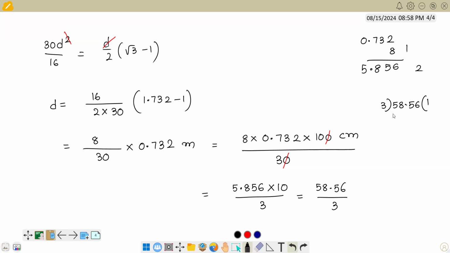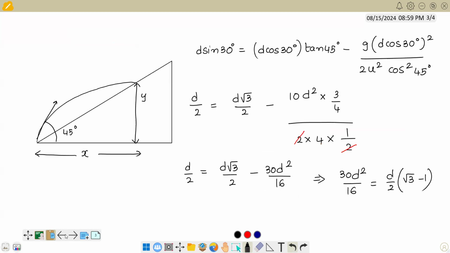So 3 1s are 3, 2 8, we'll get 9, 3 9s are 27 and 1 5. So approximately 0.5 I can take, something greater than 0.5 only. So we'll get 1.5 and we have 6. So 3 6s are 18, we got 19.52, which is approximately 20 centimeter. So the only option with 20 centimeter is option A.